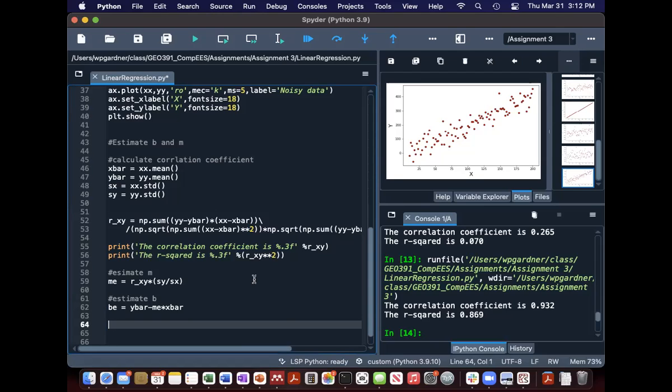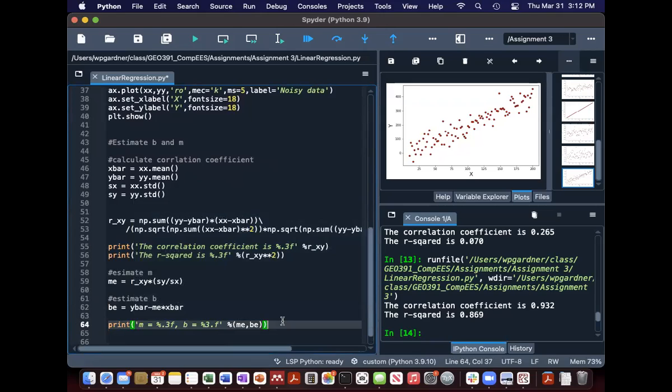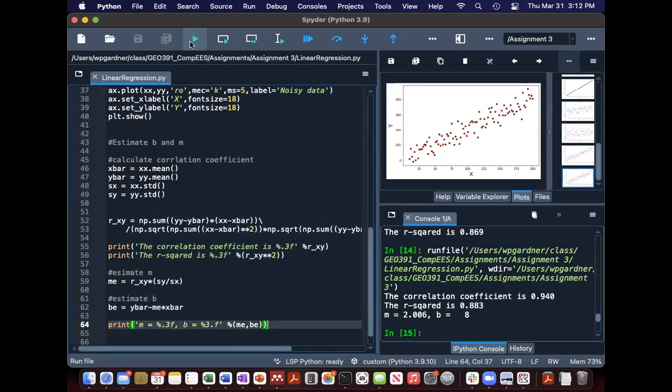okay, so let's just print these out. Print M equal to 0.3F, B equal to 0.3F. Now watch this percent ME, BE. Fancy printing.